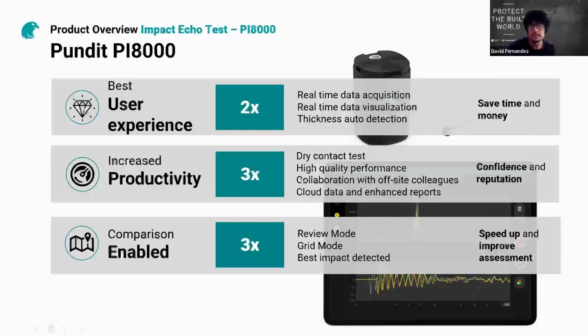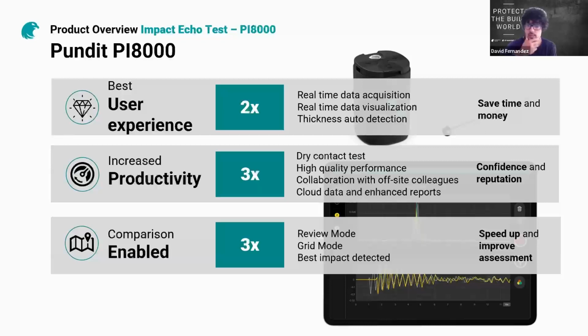Why? Because first of all, we have a dry contact test. Not all devices from the competitors are like that. So you normally need to use a coupling material, which is something that is sticky. And whenever you are moving the sensor from one spot to the next one, you have to put it on again or remove the coupling again. In our case, it's not like that because we perform a dry contact test, so you don't need to use any kind of coupling agent.